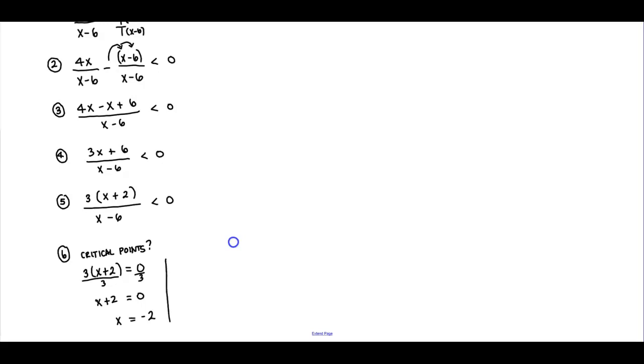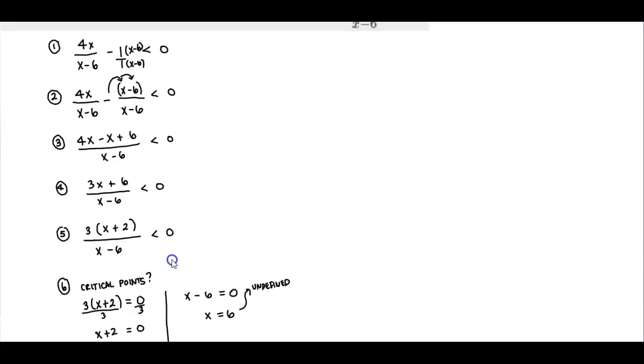Now we need to look at the denominator. The denominator is x minus 6, and we set that equal to 0. If we solve for x, we add 6 to both sides. Remember that this makes the expression undefined. So this is a critical point, but it also tells us that the 6 represents an undefined result.